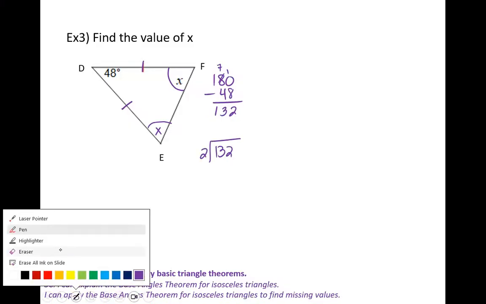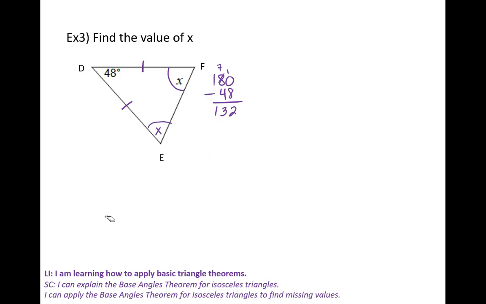I'm sorry, I don't know why I wrote the division that way. That is fine, you can do division that way. I'm going to do the fraction version, 132 divided by 2. Pop that into a calculator and you should get 66. So that would be x equals 66 degrees. And again, this is just doing quick math. If you're comfortable with that, do it that way.